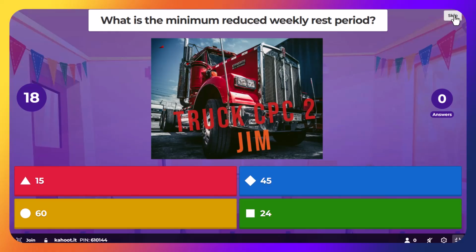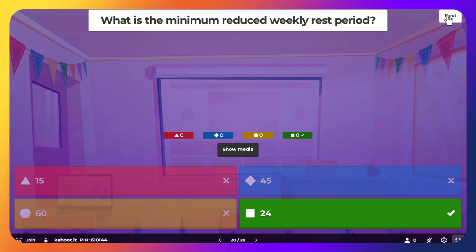Minimum reduced weekly rest period. You need to know this. 45 is the normal, 24 is the reduced weekly rest. Doesn't have to be reduced to that, but anything less than 45 is a reduced rest. If it's less than 24, it doesn't count as a weekly rest.